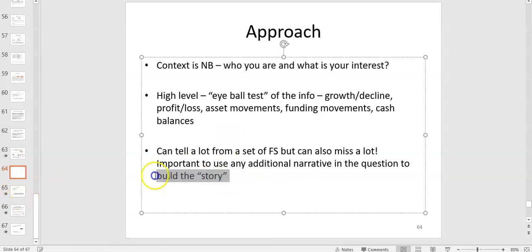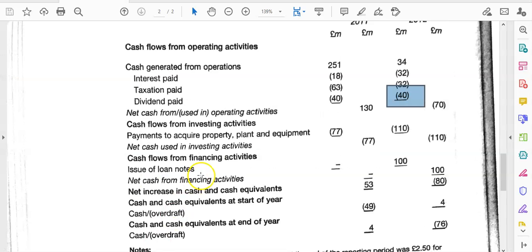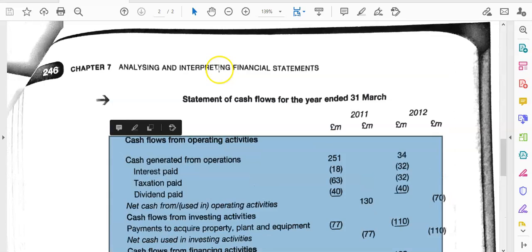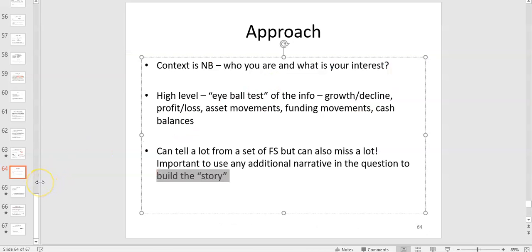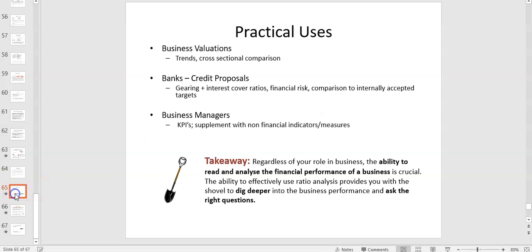The rest of it, you must build a story. That is using the narrative in the question, like we did with Alexis with all this narrative here, using the financial statements, like we did at the start, and then using the ratios as well. So it's like you're triangulating all your information to see if you can build up a story and come up with some justified recommendations. So ratios are quite useful.